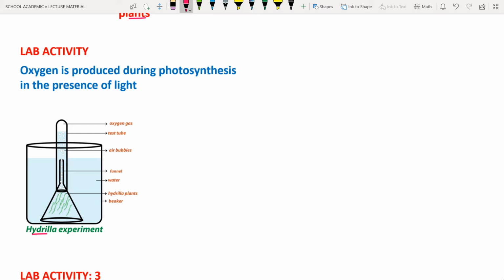First we have to take the beaker. Here you can see the beaker is filled up to 70% with water, and in the beaker we are going to place some hydrilla plants. What is meant by hydrilla? Hydrilla is an aquatic plant. What is aquatic? Aqua, aquatic refers to water.